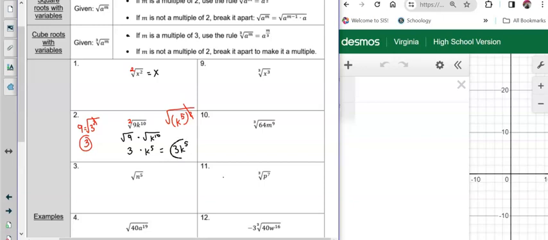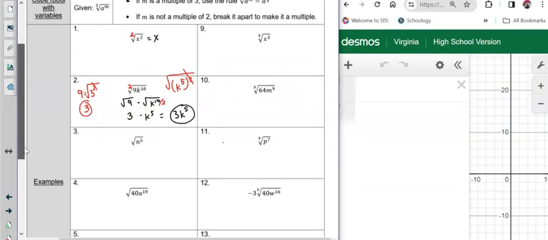Again, that's a bit of an explanation on why this works, but if you just want to know how to do this problem, then just take your exponent right here and divide it by 2, because it's a square root. So 10 divided by 2 gives you your 5.